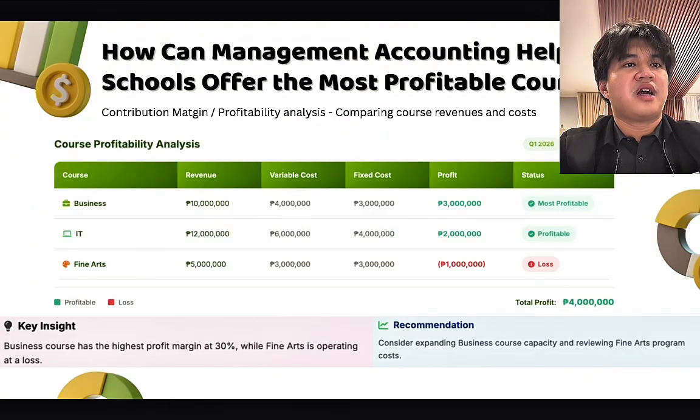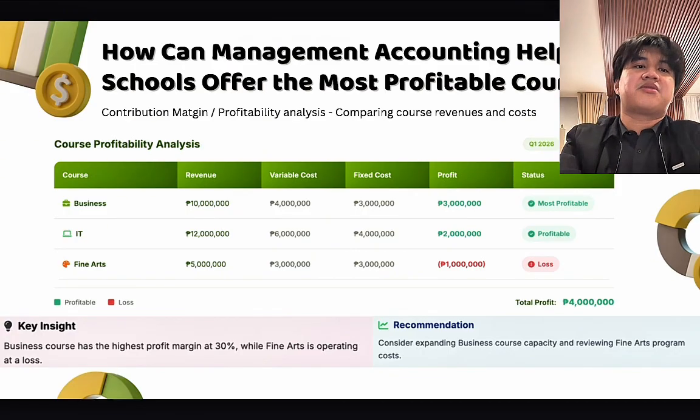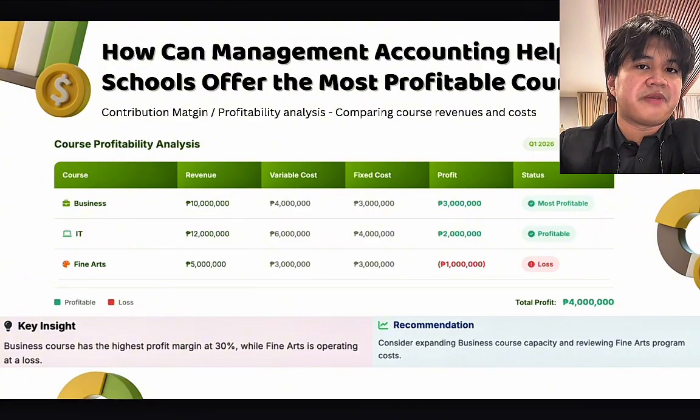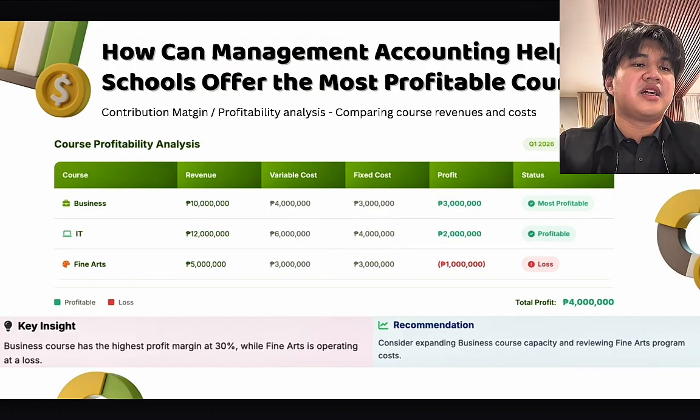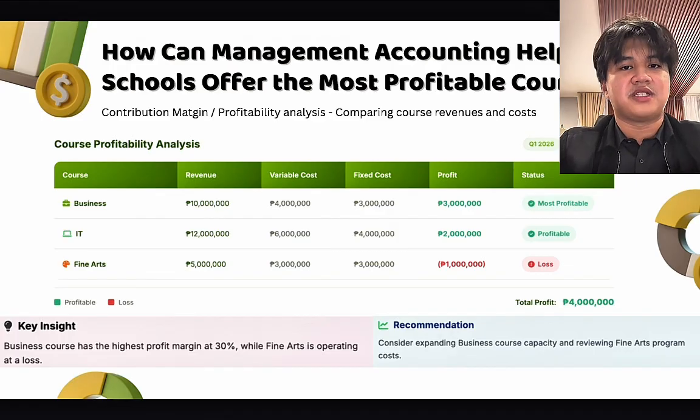So, how can management accounting help a school offer the most profitable course? Management accounting helps schools determine which academic program generates the highest profitability by analyzing the revenue and the costs associated with each course offering. To evaluate the profitability, the school can prepare a profitability analysis for each program using a formula. So what we did here is: profit equals revenue minus variable cost minus fixed cost.